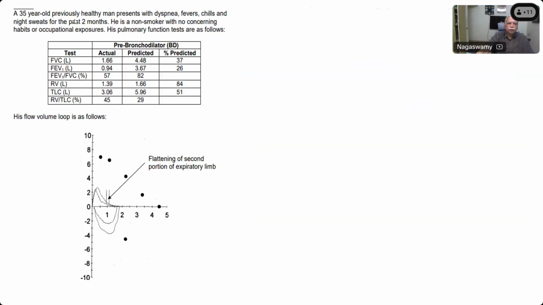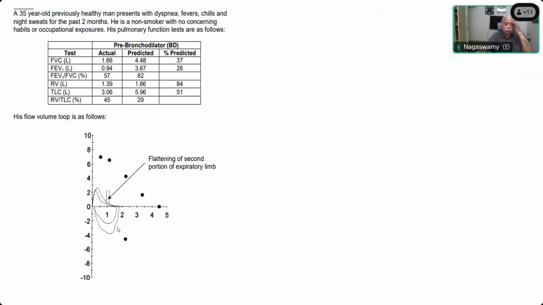A 35-year-old previously healthy man presents with dyspnea, fever, chills, and night sweats for the past 2 months. He is a non-smoker with no concerning habits or occupational exposure. His PFTs show FVC reduced, FEV1 grossly reduced, FEV1 to FVC ratio grossly reduced, and TLC also reduced at 51%.